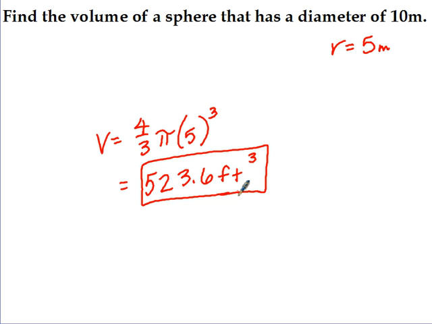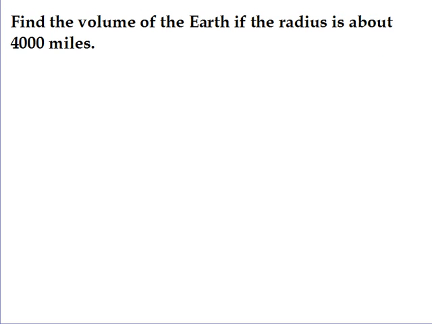Now, the last one, I was just trying to think of something different since spheres are all the same. And so I said, let's find the volume of the Earth, because that's a sphere that everybody knows. So if the radius is about 4,000 miles, which it is, it's a little bit smaller, like 3,900 and some, but it's about 4,000 miles. So again, if I were to plug this into the calculator, it would be 4/3 times pi times 4,000 cubed.